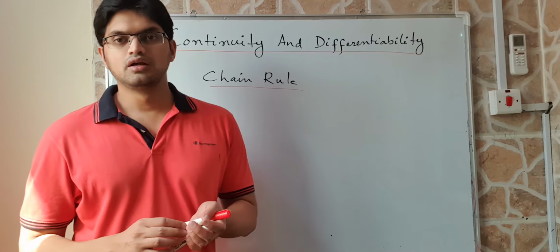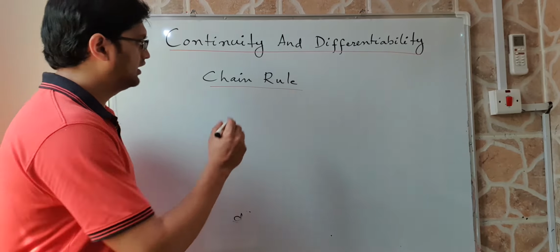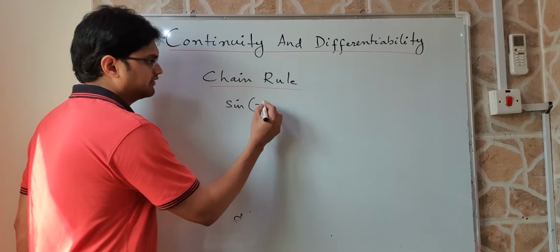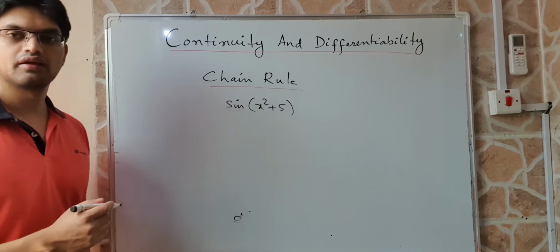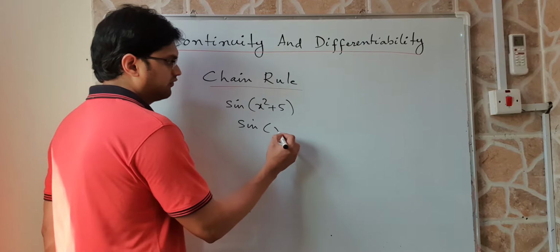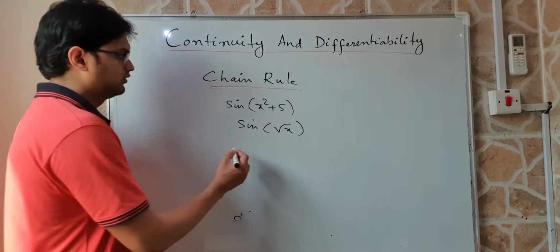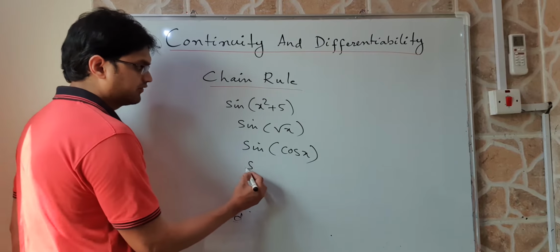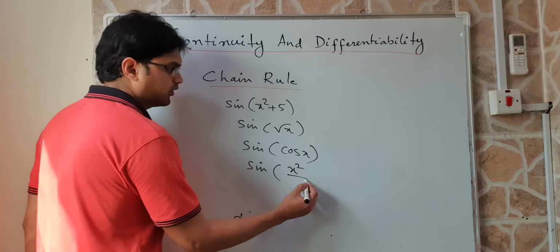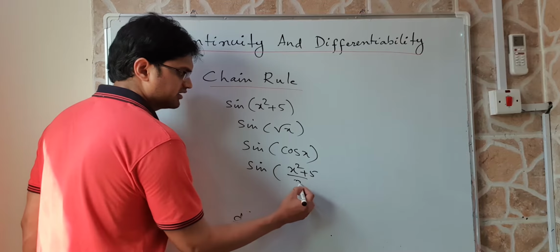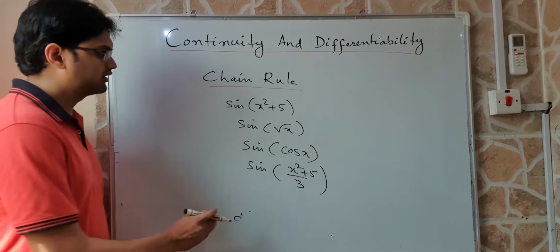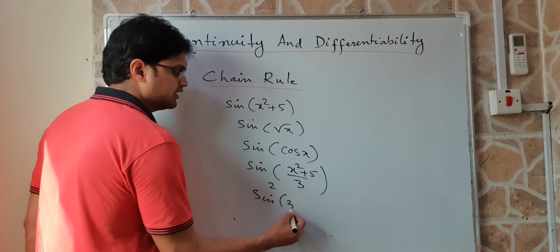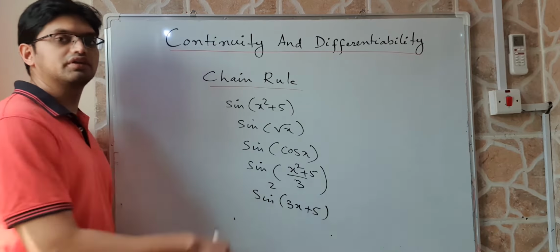That we will see. Suppose, for example, you are finding the derivative of sine of x square plus 5. Next, the derivative of sine of root x. You are finding the derivative of sine of cos x. Or let us say you are finding the derivative of sine of x square by 5 plus 3. Or the derivative of sine square of 3x plus 5.